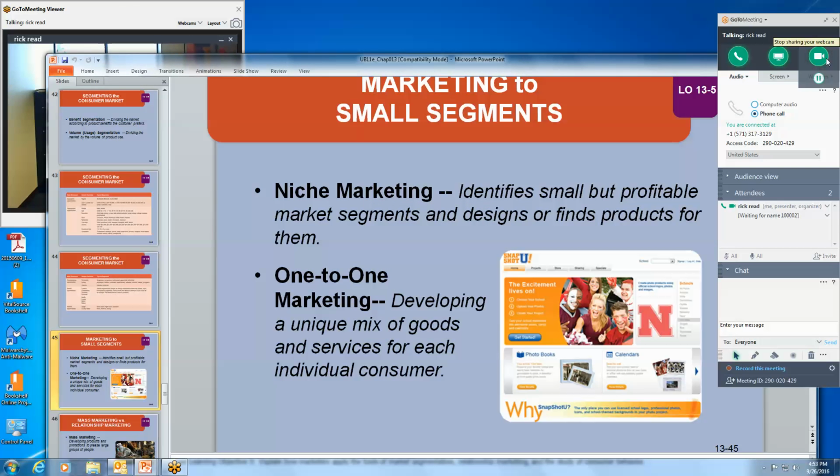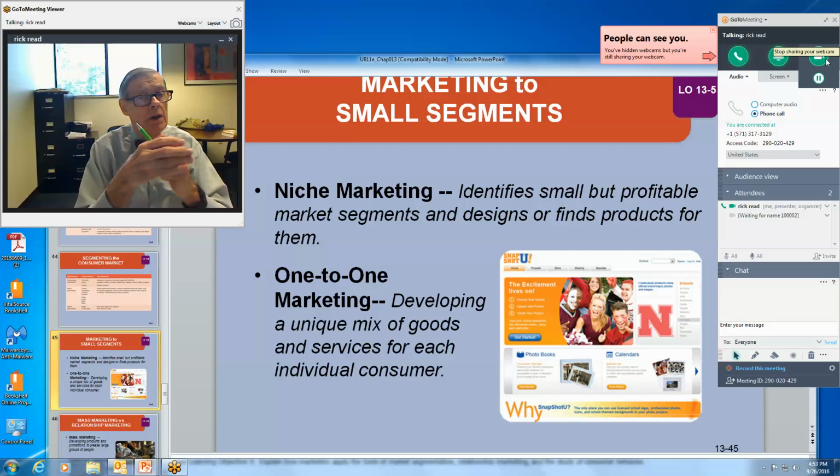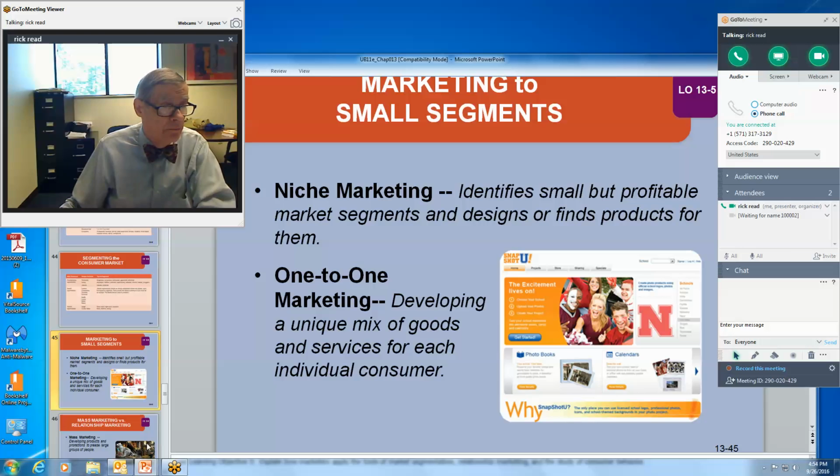Niche marketing is a little different. This is where an organization identifies, notice the term it uses, a small but profitable market segment, and it sets up its products, designs them to fit that market. One-on-one marketing is exactly what it says. This is going after the individual customer.